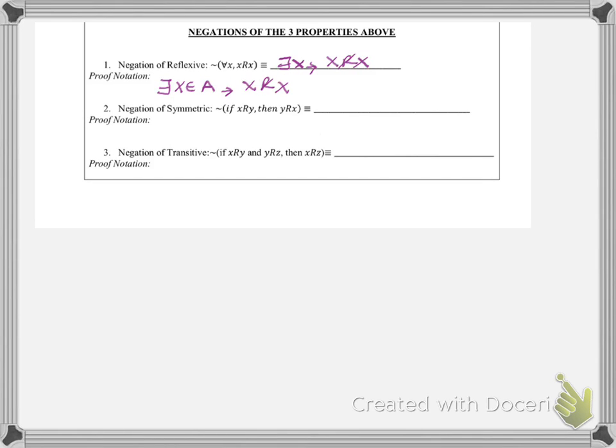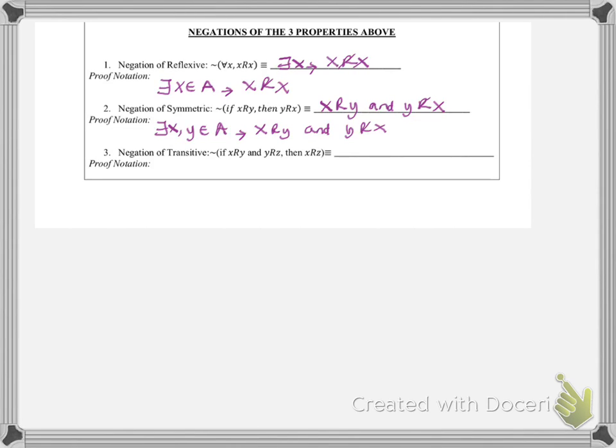Okay. And then for if P then Q negation, remember it's P and not Q, right? So this is equivalent to X relates Y and Y does not relate X. Okay. And so in terms of how you would set up in your proof structure, the notation would be there exists an X and Y belonging to A such that X relates Y and Y does not relate X.